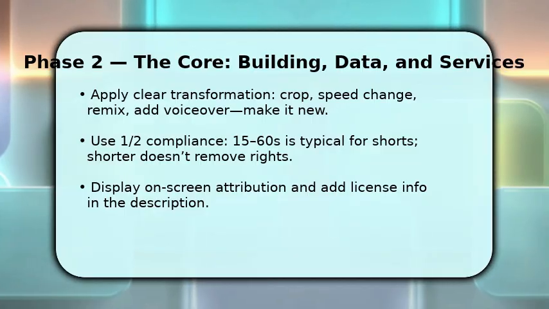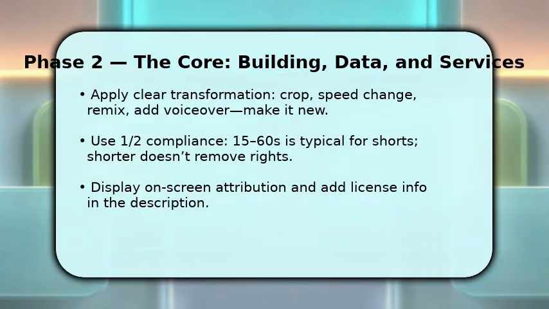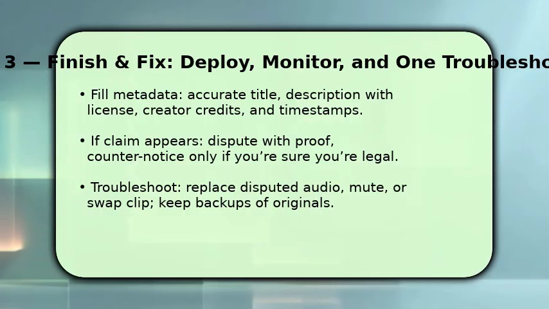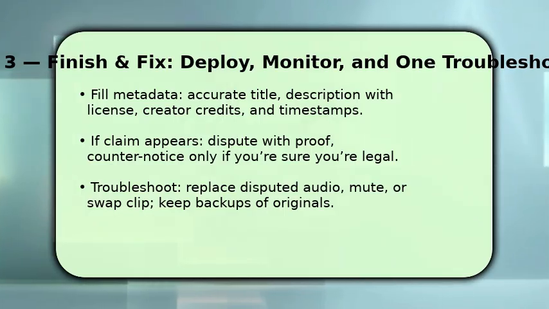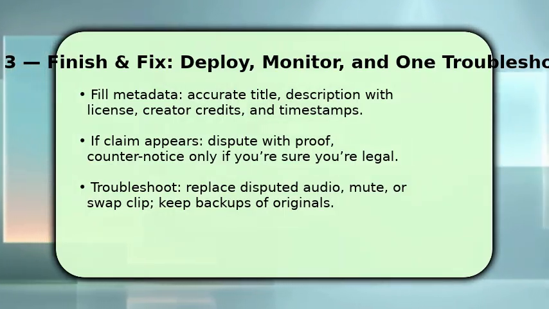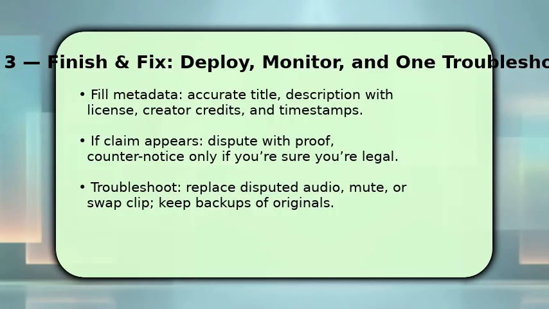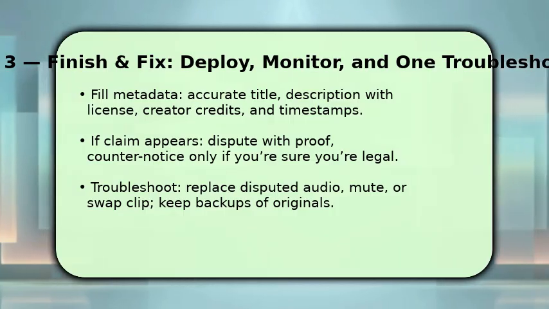Next, finalize metadata and upload carefully. You fill your title and description with precise details, list license type, link to license ID and credit creators, include timestamps for adapted sections. If a claim appears, you can dispute it by submitting your saved proof, but only use a counter notice if you're certain you own or have permission. Make sure to keep backup masters. If needed, replace disputed audio, mute the track, or swap the clip and reupload. This resolves most problems fast. If not, consult a rights expert.